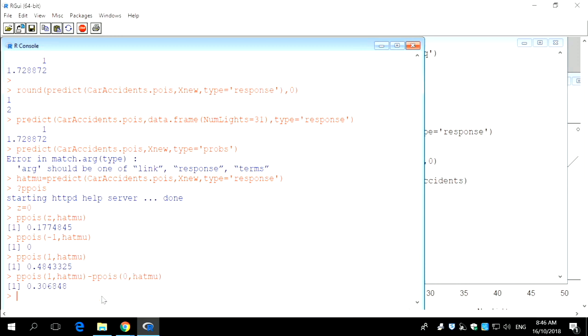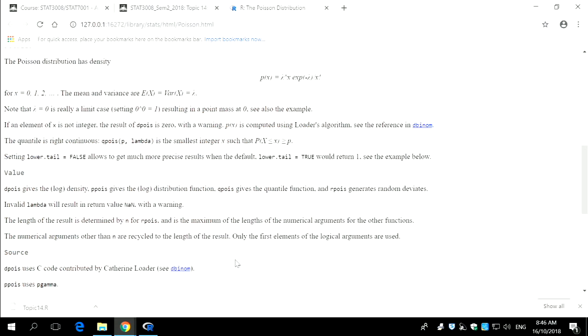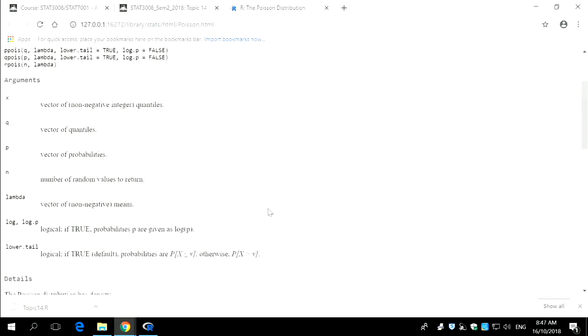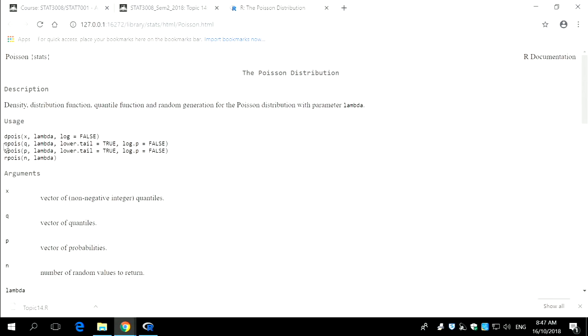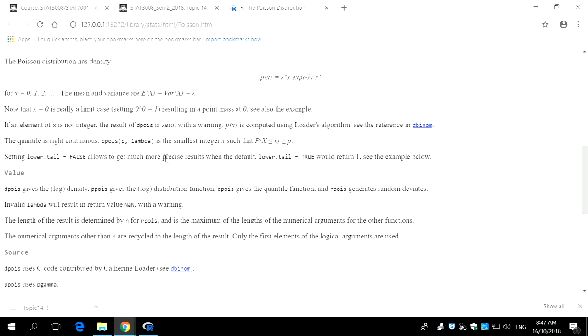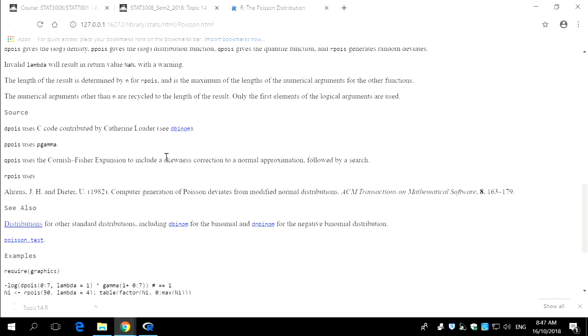And this is the probability that z equals 1. I think this is a little bit beyond the scope of this course. You just need to know that we can compute the estimated probability in this case by using the PPOS function, but you need to read the help in R to understand it. Also, you need to review the lecture notes in 1008 or 7055 to understand how to compute the probability in the Poisson distribution.